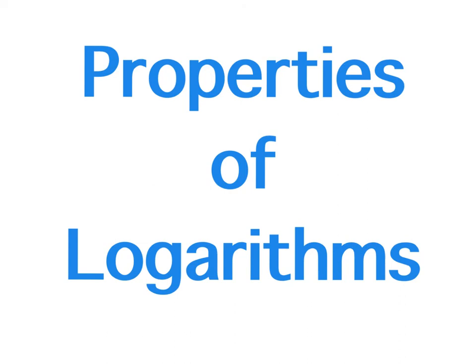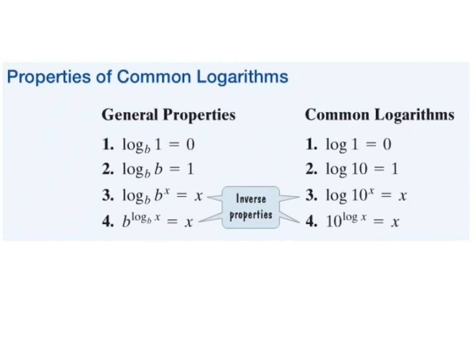In this video, we're going to talk about properties of logarithms. Some of the first properties we're going to talk about are of common logarithms. So very basic things that are very easy to prove and patterns that you can find on your own pretty easily. The first one is log base b of 1 equals 0.